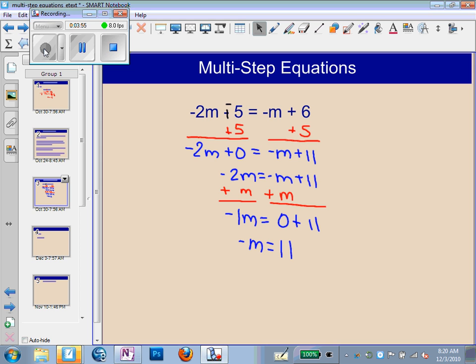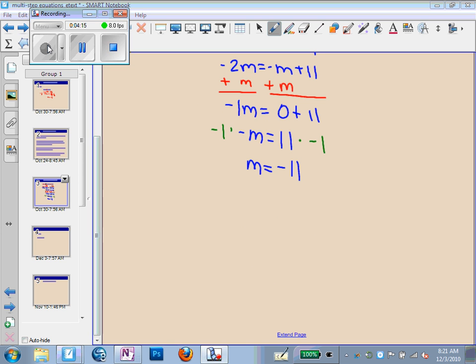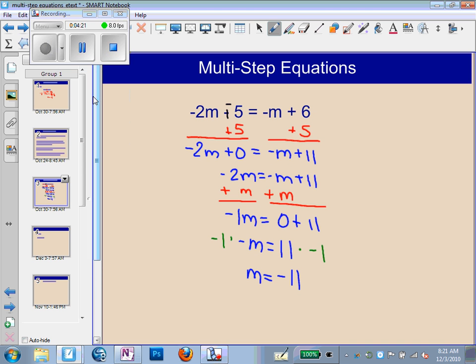Okay, so since our coefficient to m is negative 1, we're going to multiply both sides by the reciprocal of negative 1, which is negative 1. So we have to multiply both sides by negative 1 to make m positive, and so m equals negative 11. So when we do a check step for this problem, we're going to take the answer, negative 11, and put it in the place of m.